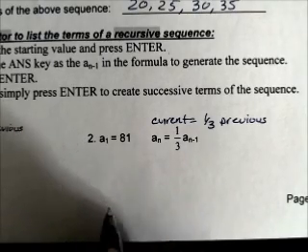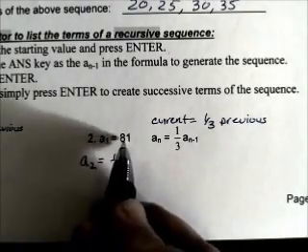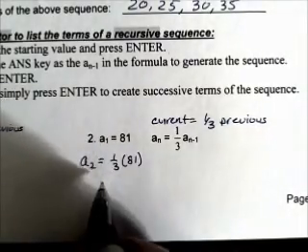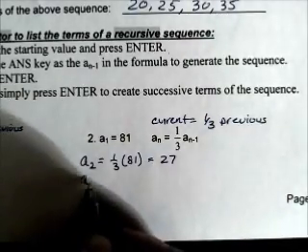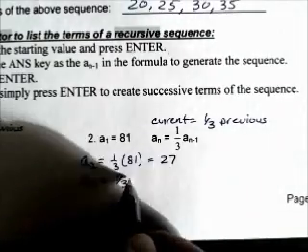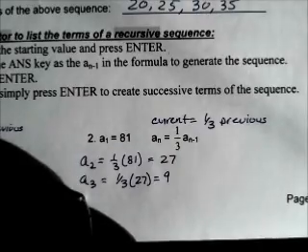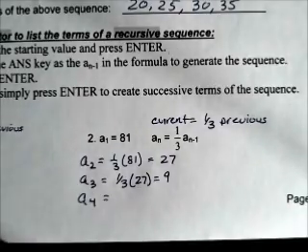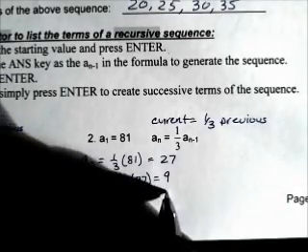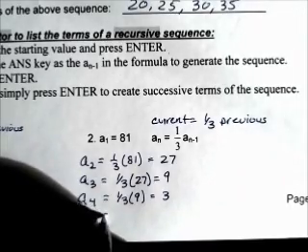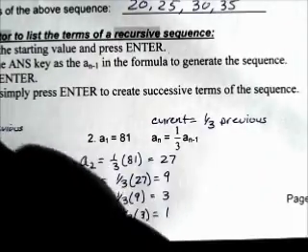Our first term is 81. Our second term is going to equal 1/3 of our previous term. So 1/3 of 81 is 27. Our third term is 1/3 the previous term. The previous term is 27. 1/3 of 27 is 9. Our fourth term, a sub 4, is going to equal 1/3 the previous term, which was 9. And 1/3 of 9 is 3. And our fifth term, 1/3 the previous. 1/3 of 3 is 1.